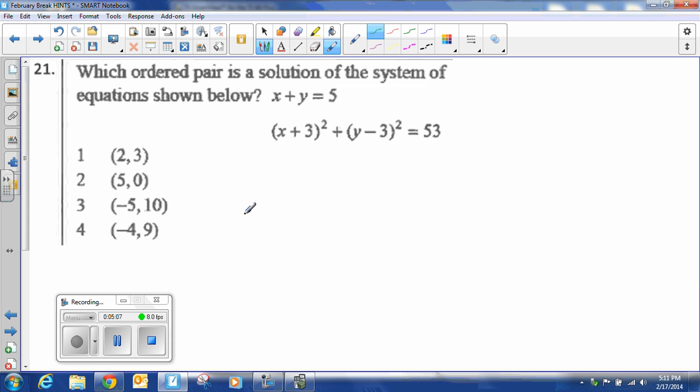Number 21. Which ordered pair is a solution of the system of equations shown below? Pretty much the same type of question. Here's our linear equation. We're going to solve this for y. So we're going to have minus x, y equals 5 minus x. We're going to take this, 5 minus x, we're going to plug it in for y right there. Okay, so let's go ahead and rewrite this with 5 minus x substituted in for y.